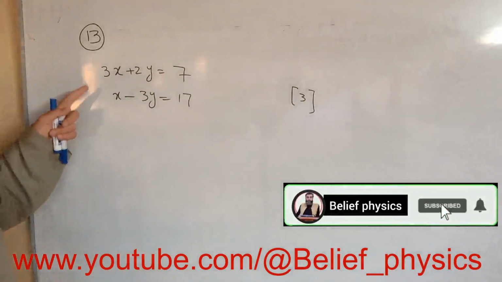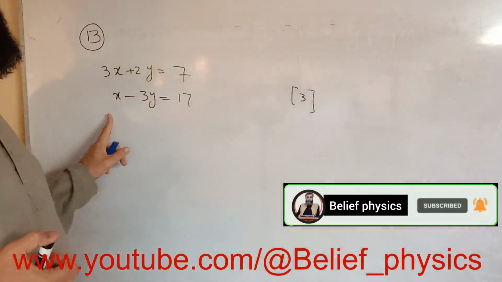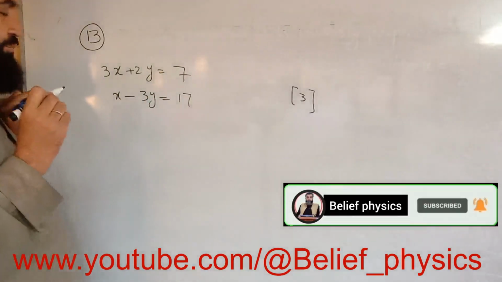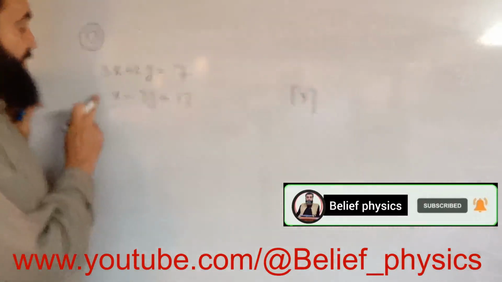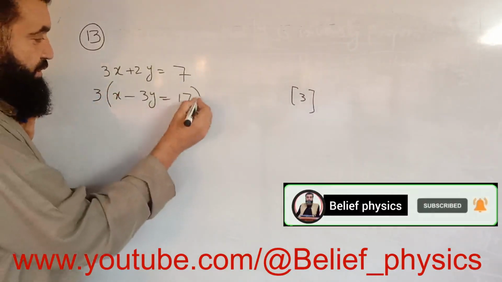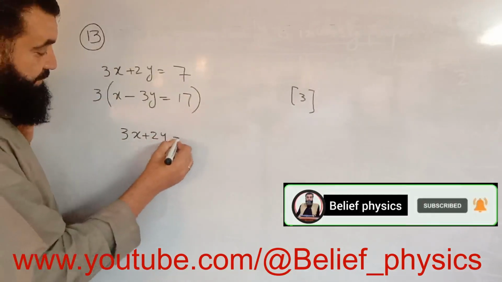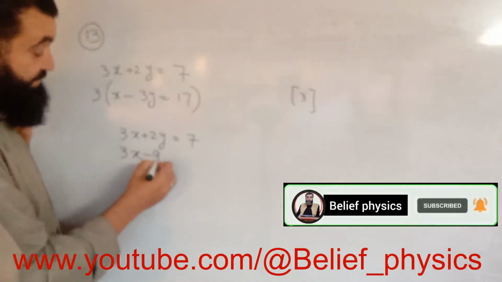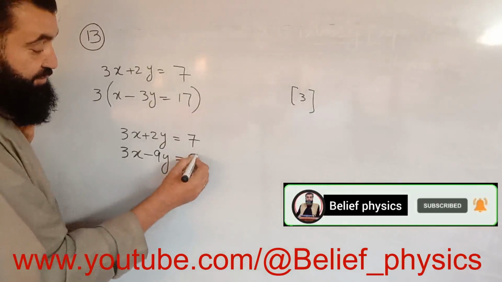अब linear equation को solve करने के दो तरीके हमने पढ़े हुए हैं. First is elimination method and second is substitution method. So if you want to use elimination method, we have to make x or y coefficient equal. It is easy to make the x coefficient equal, so multiply this with 3. So you will get 3x plus 2y is equal to 7, and this will become 3x minus 9y is equal to 3 multiplied with 17 also. So 17 3s are 51.